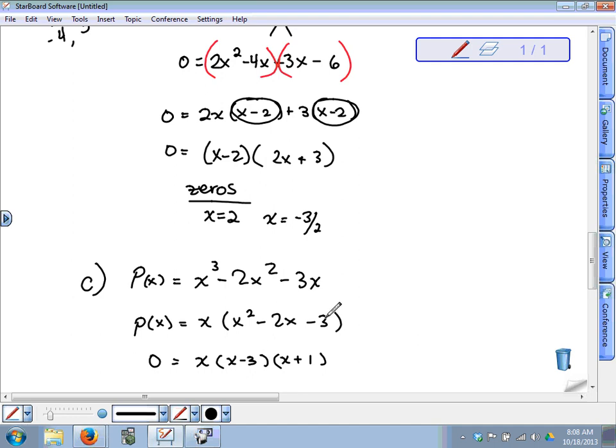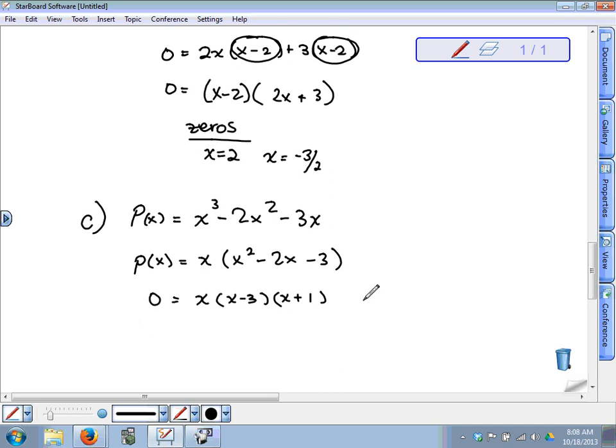Negative 3 times 1 is negative 3. Negative 3 plus 1 is where that negative 2 comes from. Now, students generally are okay finding zeros if the factor looks like this, x minus 3 or x plus 1. Some students have real trouble with this one.